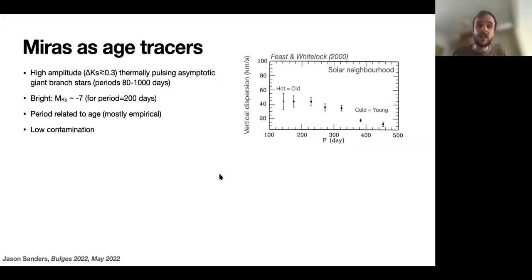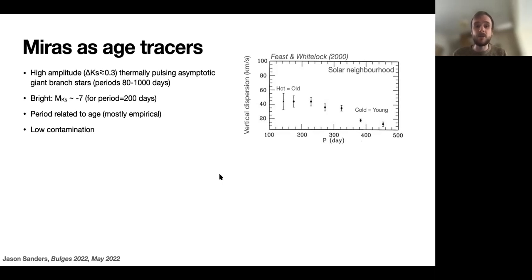So Mira variables, they're very bright, pulsating asymptotic giant branch stars with periods between 80 and 1,000 days. As I said, they're very bright and particularly bright in the infrared. So they're very useful for studying highly extincted regions. And it's been known for some time that their periods correlate with age.